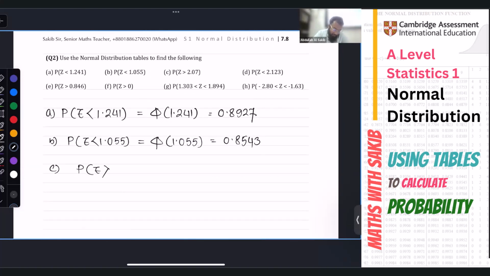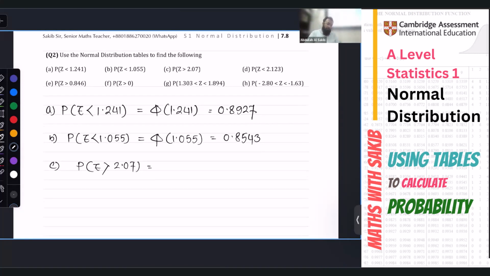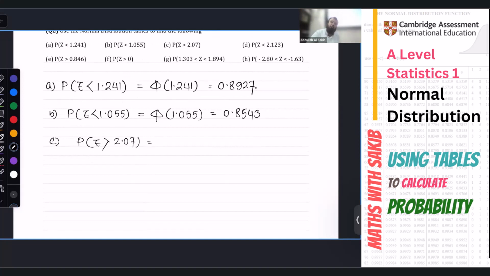Now, next one, number C. Probability of Z is more than 2.07. Barbara, listen. In the table, you have an area from minus infinity to a certain value. Now, the question says probability of more than 2.07. So we know this is my probability distribution curve, and at the midpoint the mean is 0. So more than 2.07, this is my 2.07. That means we have to find this area. But in the table, we don't have this area.